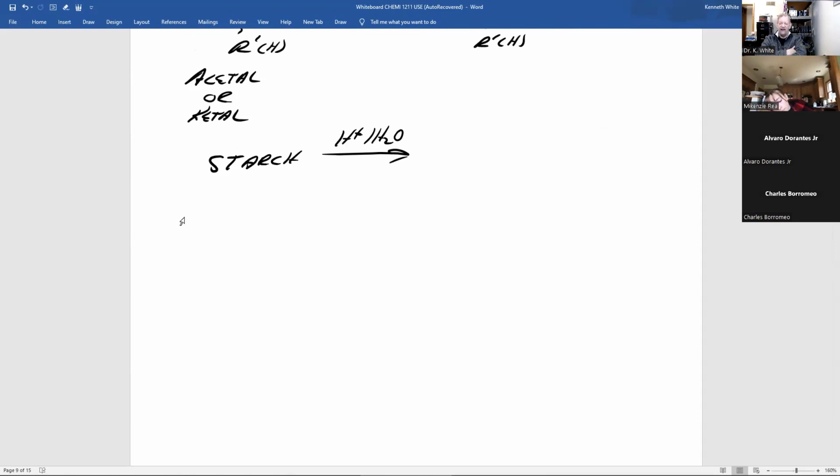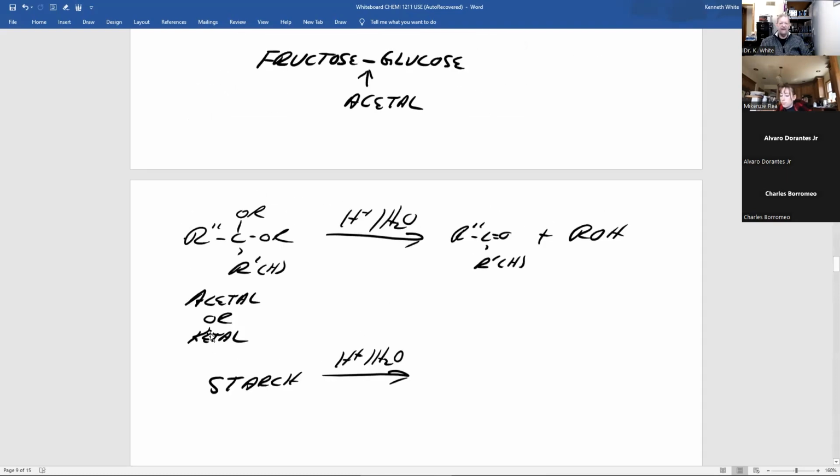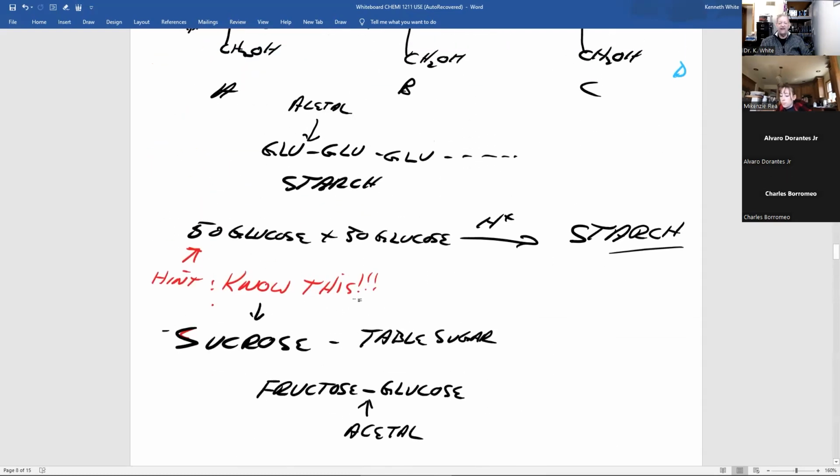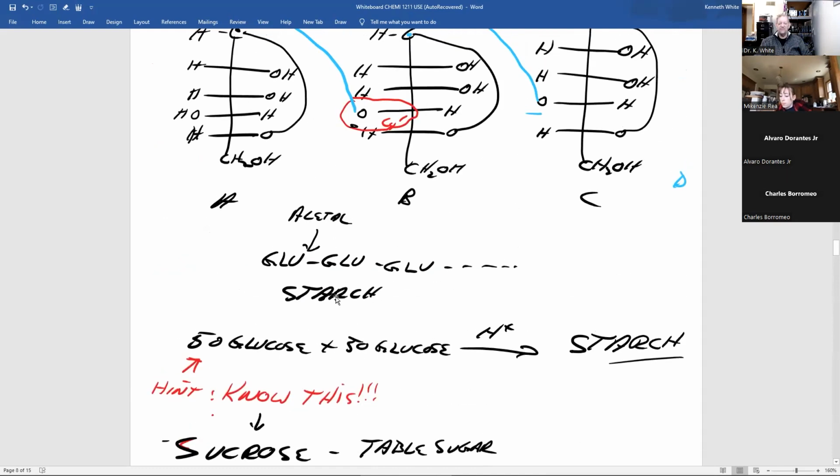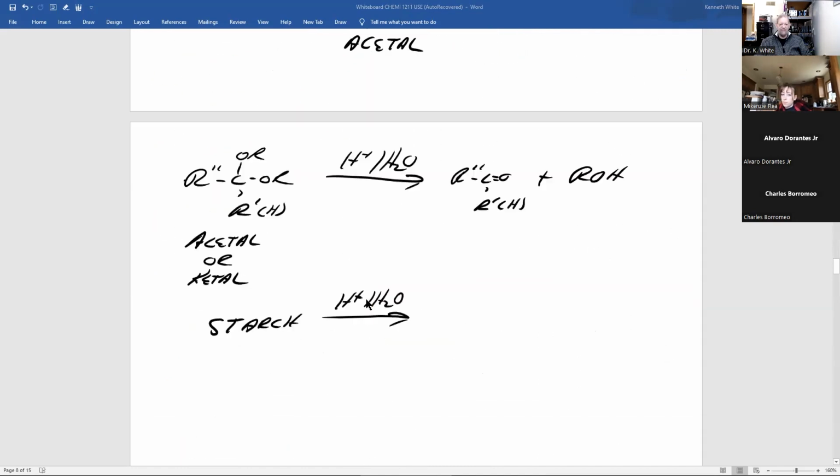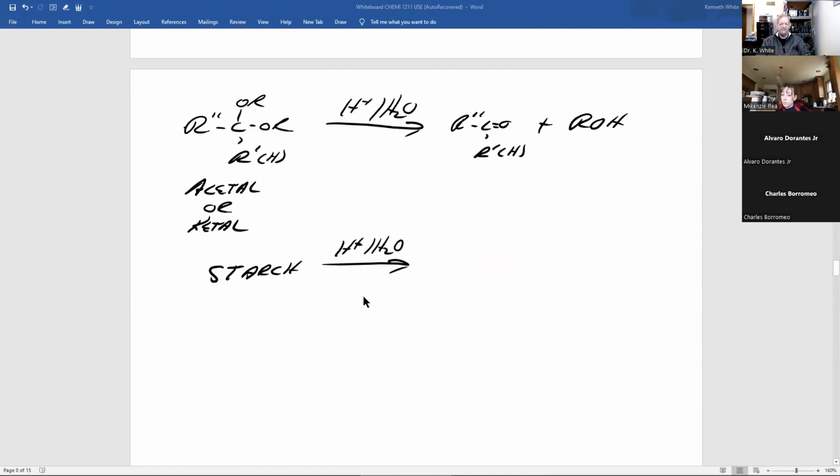What would be the product, and you can write the name or draw it, when you take starch and react it with acid and water in your stomach or anywhere else? I don't know, it's harder anywhere else, but why don't you think about that? Hint, what starch, what kind of bond? Write the name.